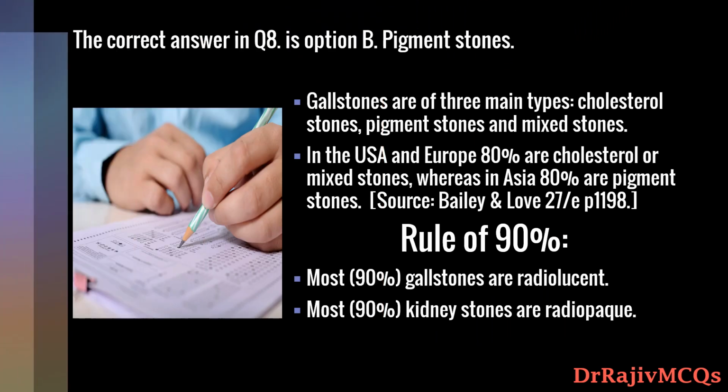The correct answer in question number 8 is option B. Cholelithiasis is the most common disease of gallbladder and biliary tree. Gallstones are divided into three main types: cholesterol stones, pigment stones, and mixed stones. In USA and Europe, 80% are cholesterol or mixed stones, whereas in Asia, 80% are pigment stones.